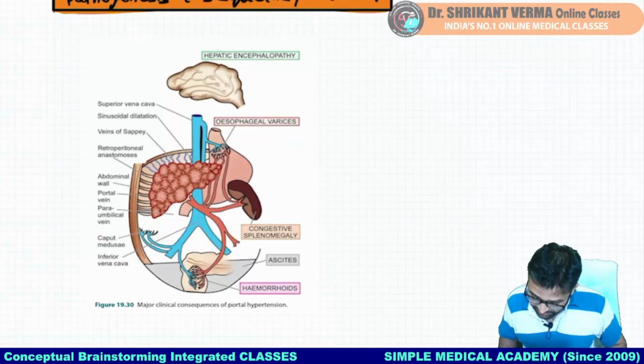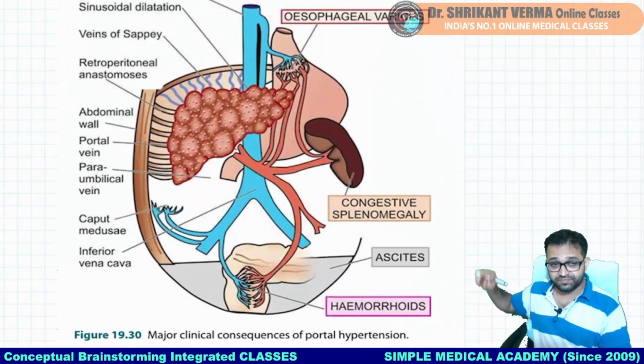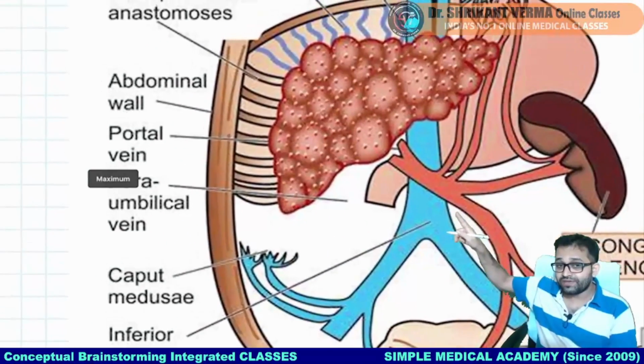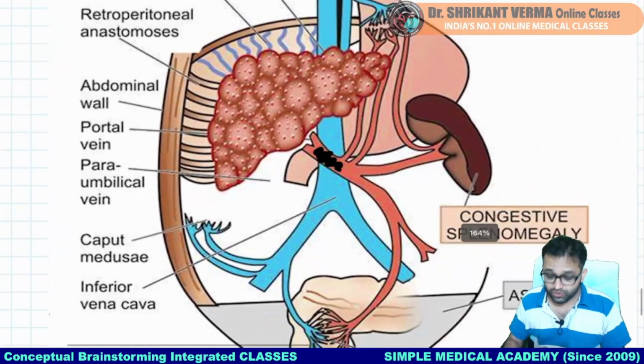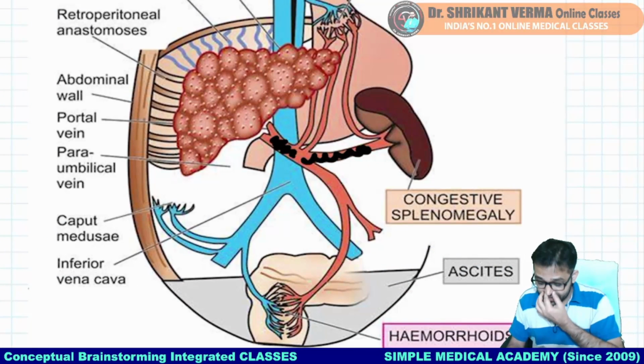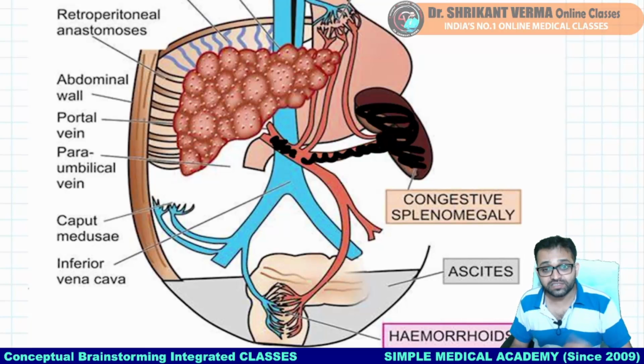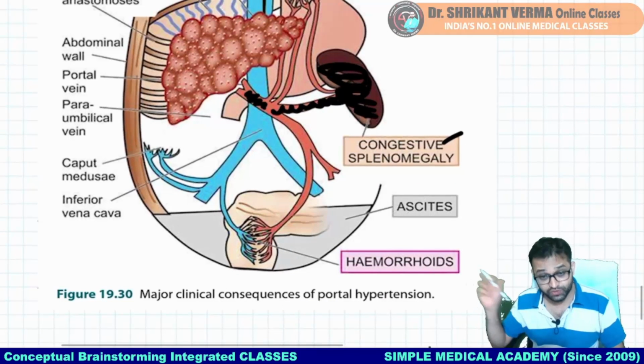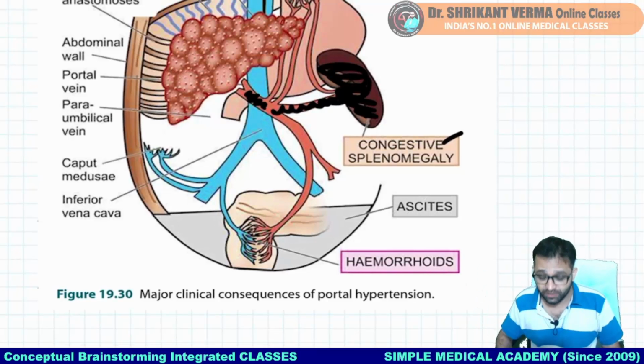Try to understand in this diagram. Yes, portal venous hypertension is there. Okay, so the blood is accumulating into our splenic vein, splenic venous congestion, splenic venous dilatation. Spleen is getting enlarged, splenomegaly will be seen, congestive splenomegaly जो हमने अपने जनरल पैथो में देखा हुआ है.